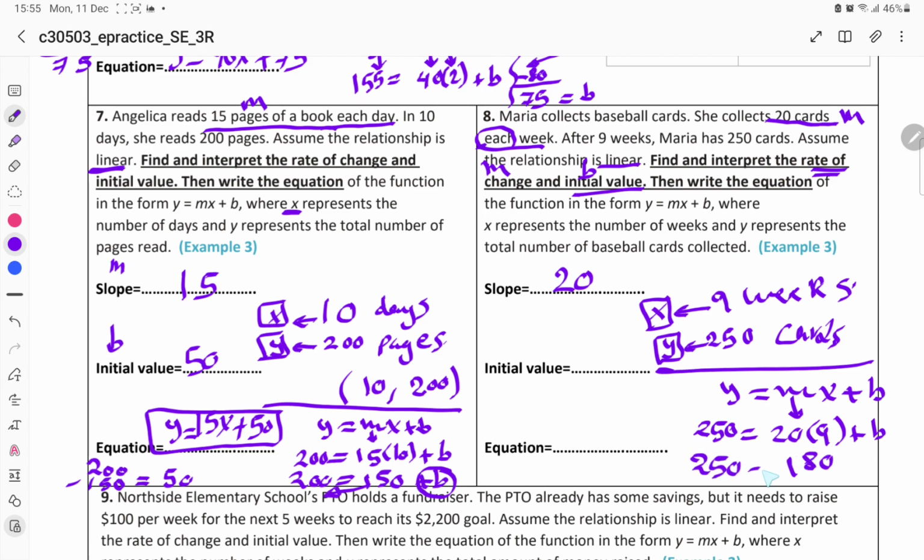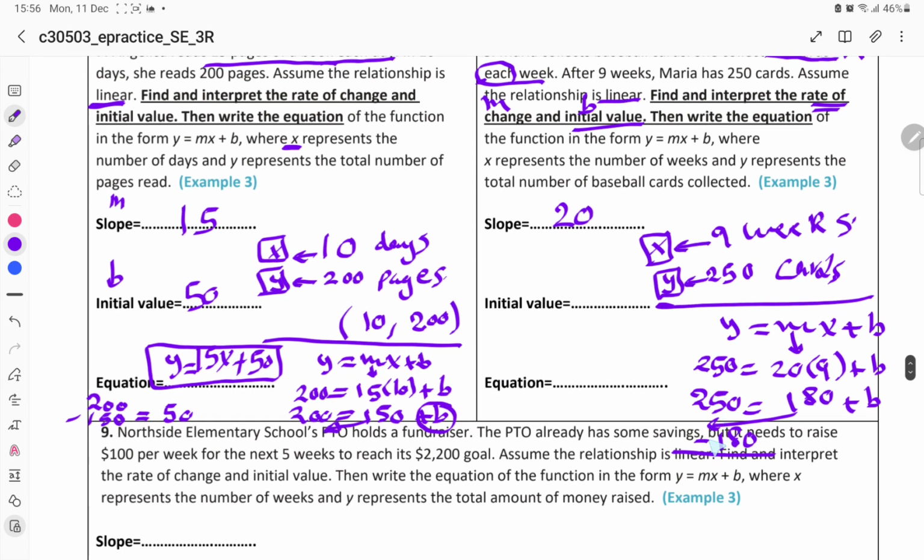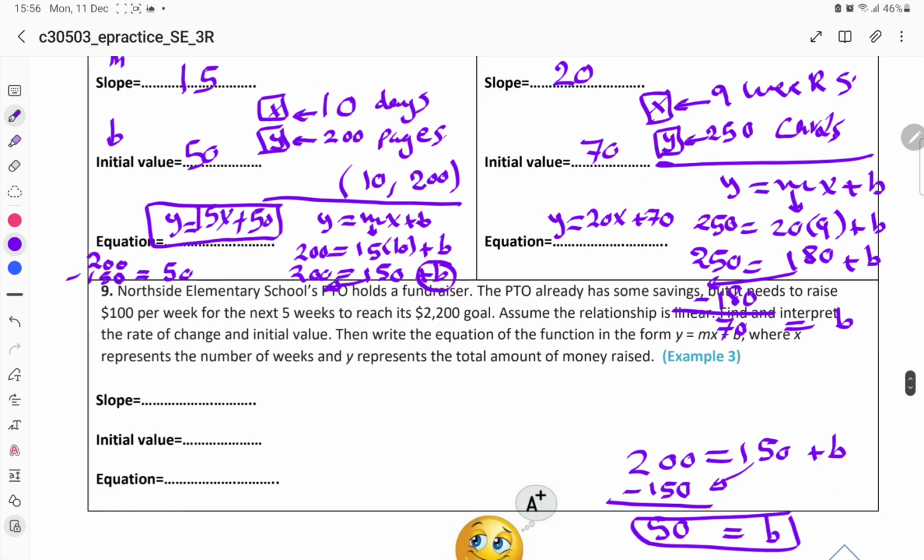20 times 9 is 180. So 250 equals 180 plus b. 180 will move to the left with negative, so it becomes minus 180. 250 minus 180 is 70. So 70 is equal to b. Very good. What is the equation now? y equals m, which is 20, so 20x plus 70.